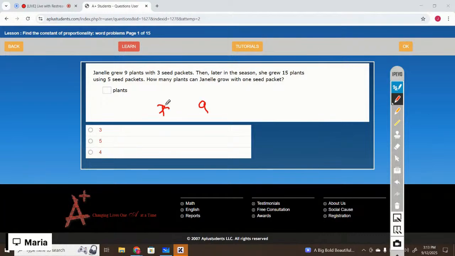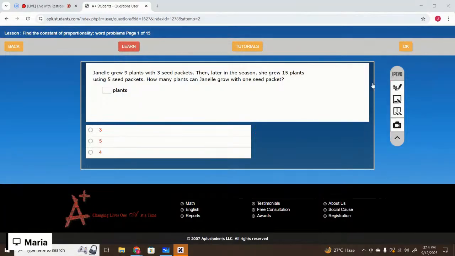So 9 plants and 3 seed packets. So 15 plants and 5 seed packets. So 9 divided by 3 is 3 and 15 divided by 5 is 3. Option number 1 is the correct option. That is 3.